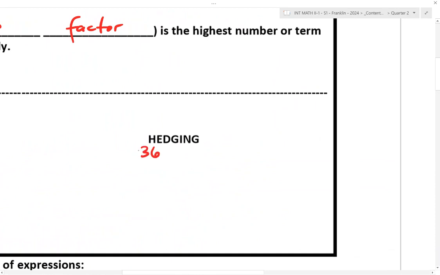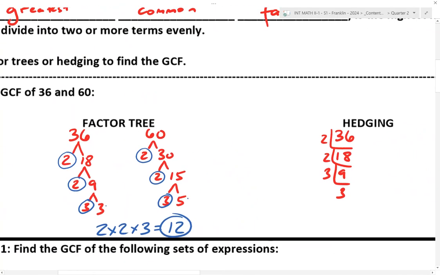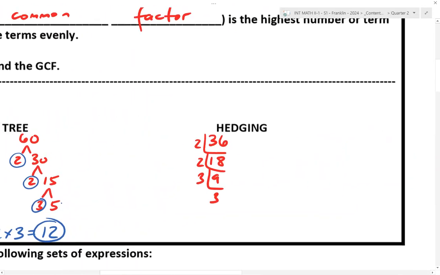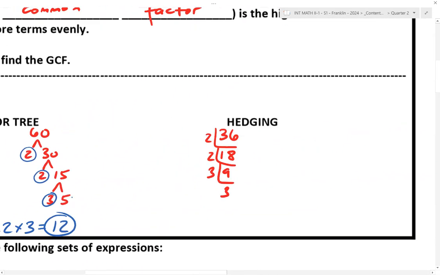So 36, and I can divide that by 2, so I'll draw a little bracket here, and that gives me 18. Divide by 2 again, that gives me 9, and I can do 3s. So it's pretty much the same process, it just looks different. And actually you write exactly the same amount of numbers, so it really is about your preference, and maybe it's a little more streamlined. It's one row of numbers instead of trying to tree it out like this.